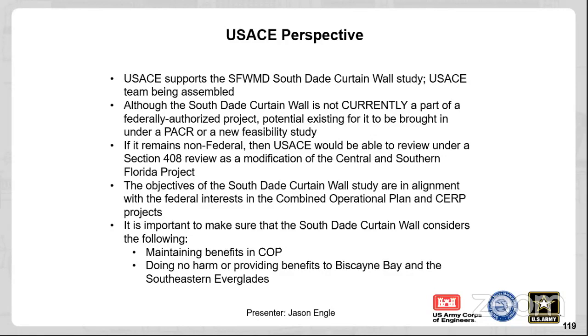We think that the objectives of the curtain wall study are in alignment with the federal interest in the combined operating plan and the SERP projects. And that is to provide restoration water and increase the flows south while maintaining the project purposes of the C&SF system. And that is water supply and flood risk management principally, among other things. And so when I talk about water supply, I want to make a distinction that that is not limited to just agricultural, municipal, and industrial, but also for the environment.